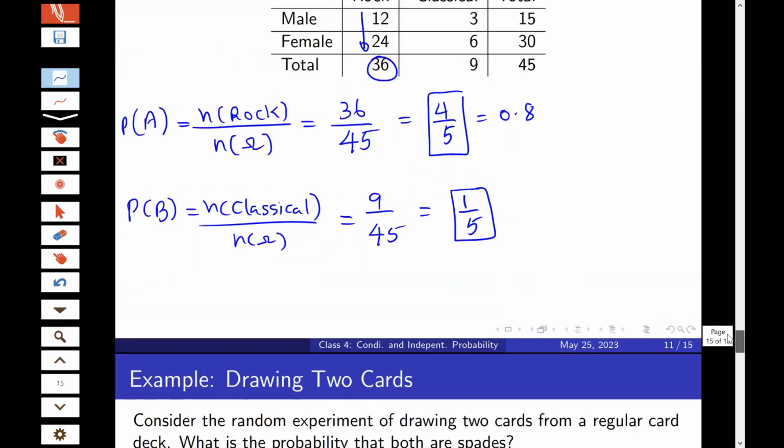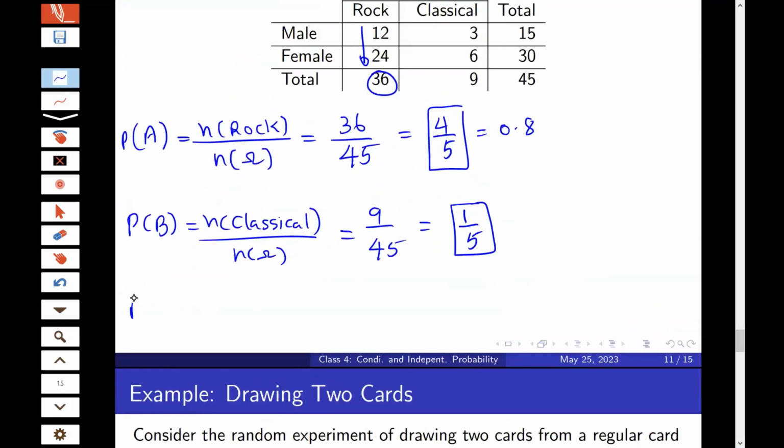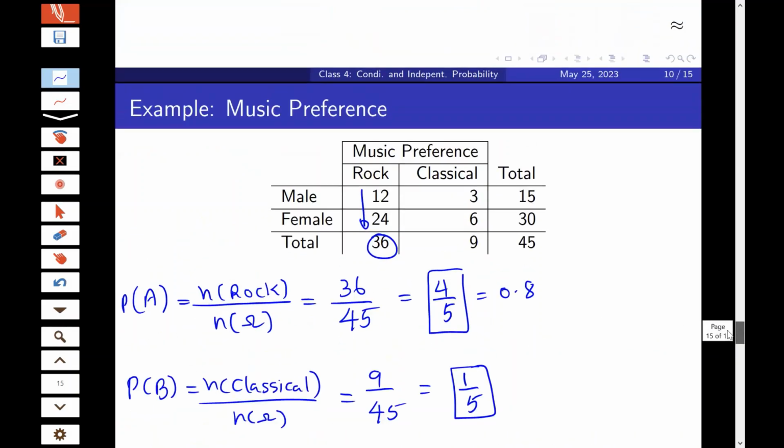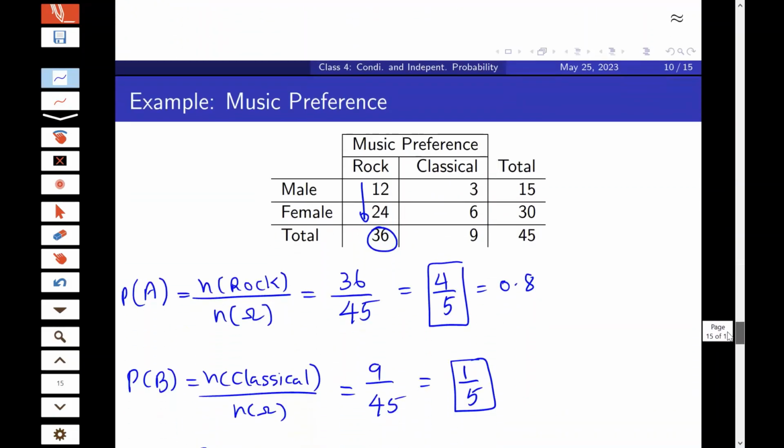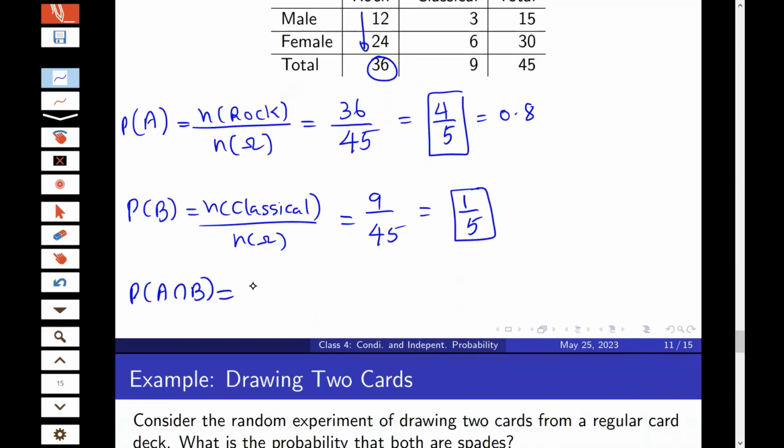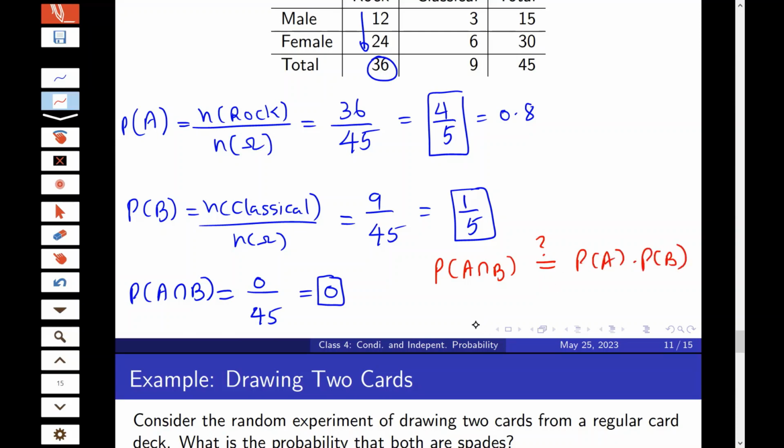Okay, so the question asks, are these two independent? Now let's find the probability of A intersection B. Definitely there is no intersection because there are no people who like both. So in this case it is 0 over 45, which means it is 0. Now we have to check whether this holds or not. You have to check whether A intersection B is equal to PA times PB, whether the left hand side and the right hand side are equal or not.